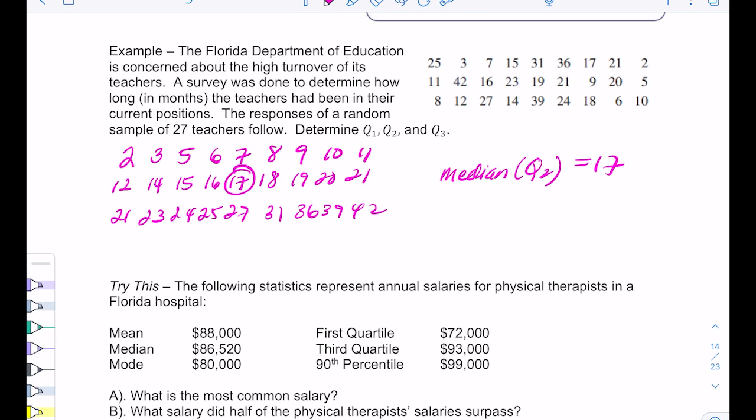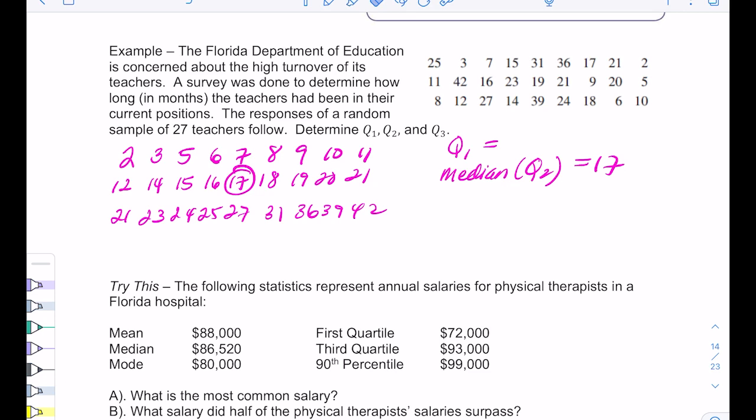So how do I find the first quartile, Q1? The first quartile, think of it as the median of the first half of your data. So I'm going to find the median now of all the numbers from 2 to 16.